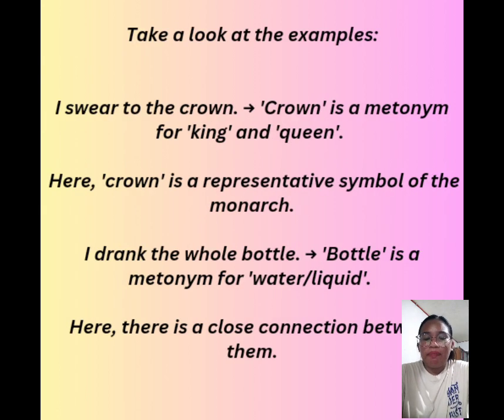Take a look at the example. I swear to the crown. The crown is metonymy for king and queen. Crown is a representative symbol of the monarch. I drank the whole bottle. Bottle is a metonym for water or liquid. Here there is a close connection between them.